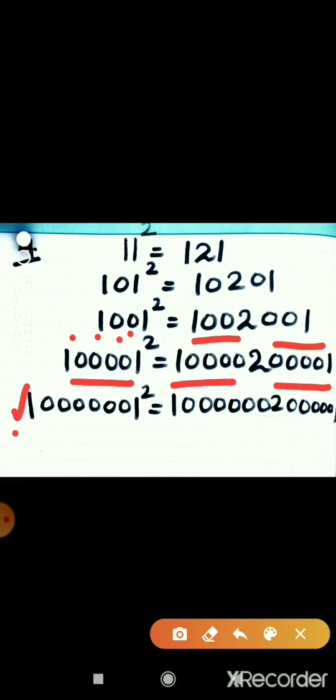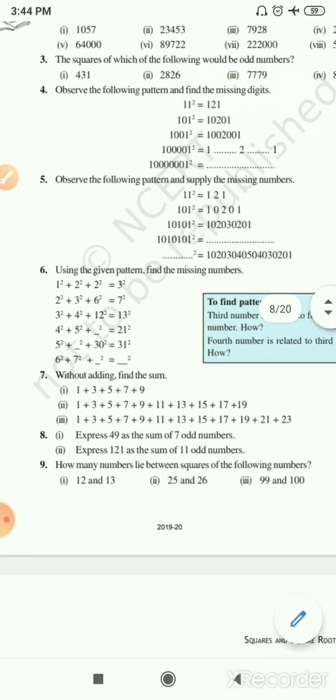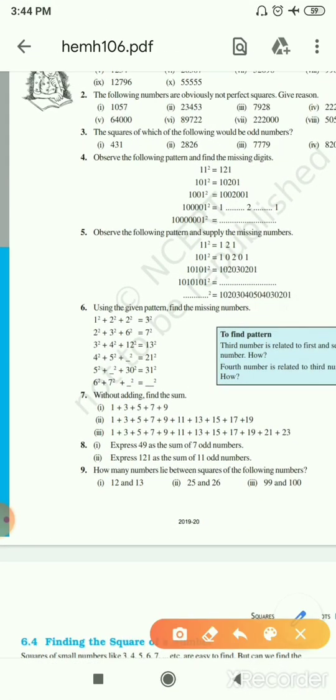How many zeros are there? 6 zeros. 1, 2, 3, 4, 5, 6. This part is blank in our book. So how many zeros we will write? We will write 6 zeros this side and 6 zeros this side. Got it? Children, you can do the pattern question by any method. Till question number 4 we have done in the class.